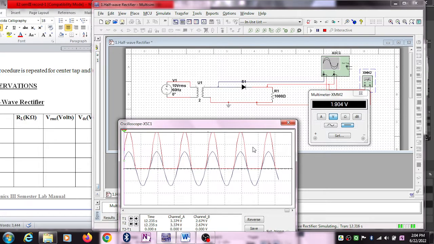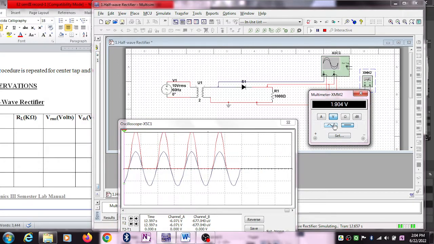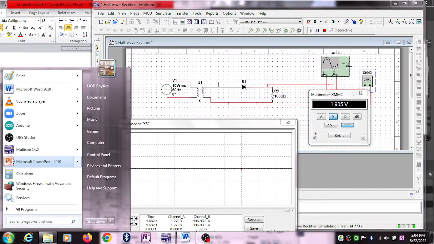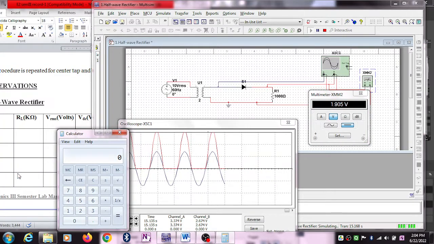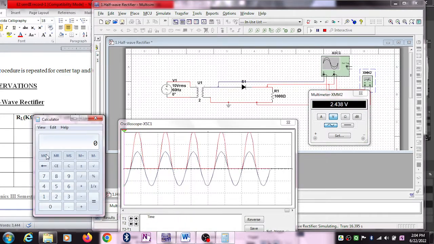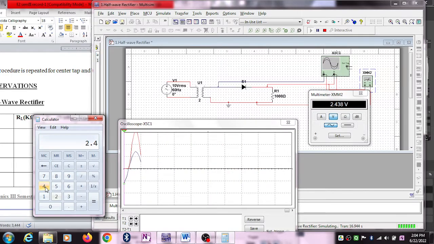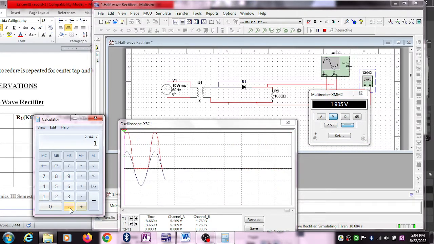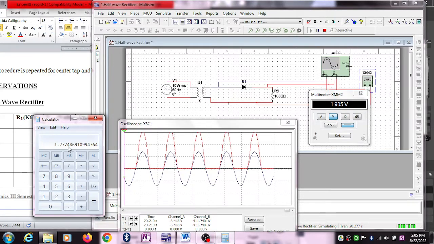Let us now calculate this. Once again, the AC voltage is 2.43, so 2.44 almost, and the DC is 1.9. Let's calculate the ripple. Let's take a calculator. Again AC is 2.43, so 2.444, let me take it as almost, divided by the DC voltage, 1.901. So the ripple is 1.277, almost 1.3.